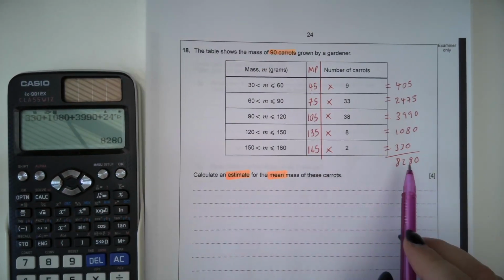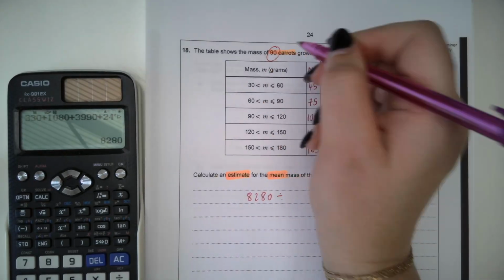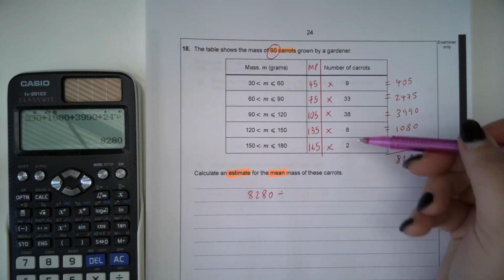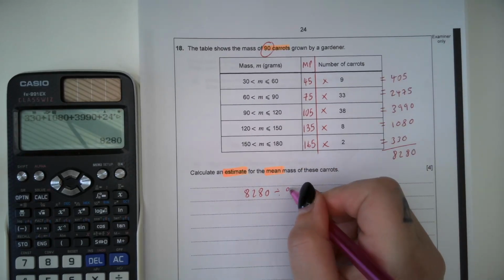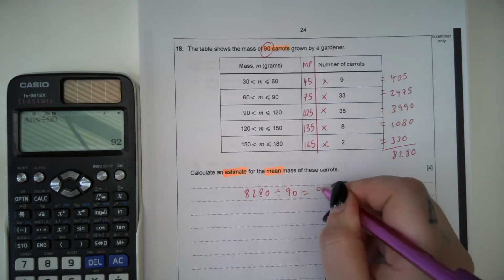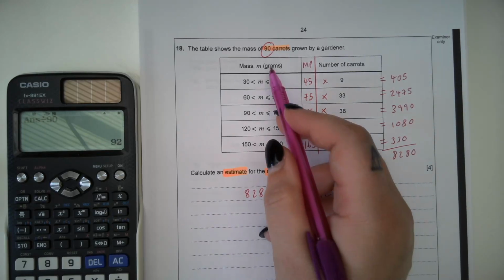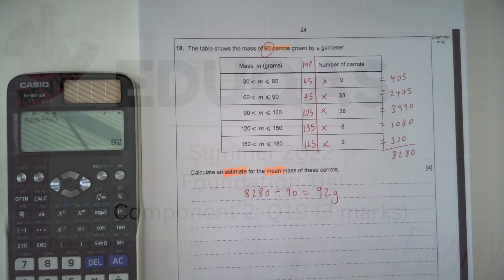To estimate the mean, we do our total frequency divided by how many we had to start off with. So we're going to divide that by 90. So divide by 90 equals 92. So an estimate for the mean mass of these carrots is 92 grams.